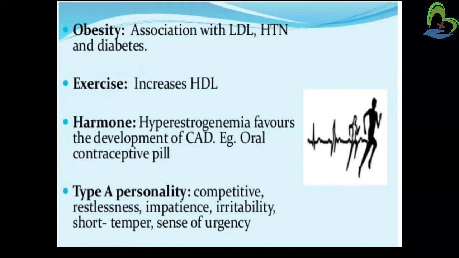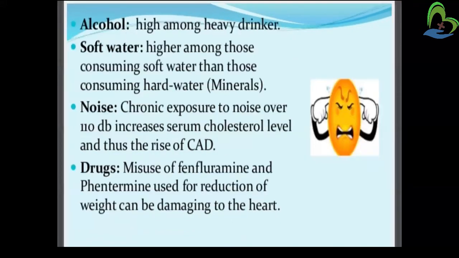Then type A personality, like competitive, restlessness, impatience, irritability, short temper, sense of urgency. These types of persons also have a higher risk of coronary artery disease than the person who is consuming alcohol in a very high amount. Then soft water: the risk is higher among those consuming soft water than those consuming hard water. Hard water contains the minerals and soft water does not contain adequate minerals.